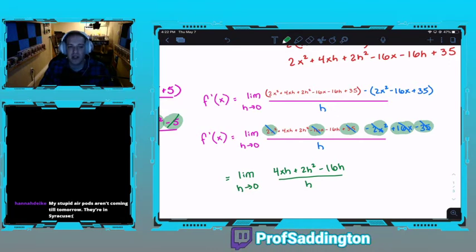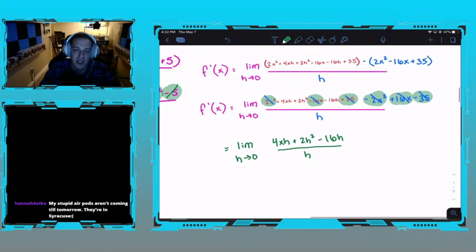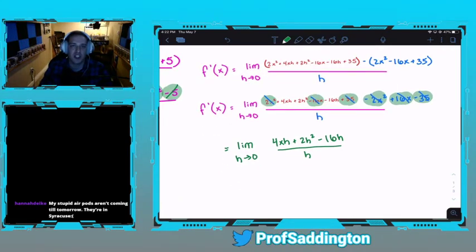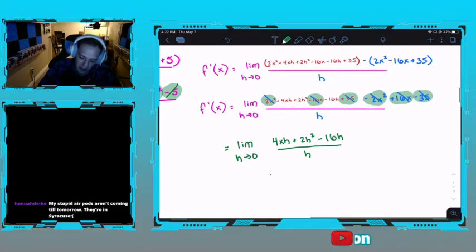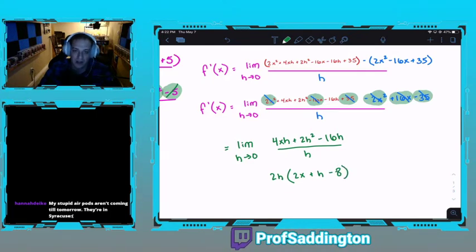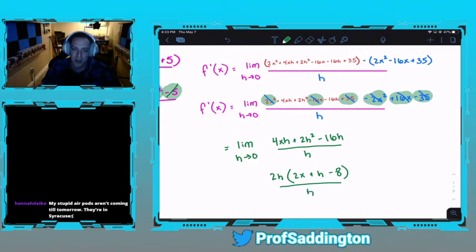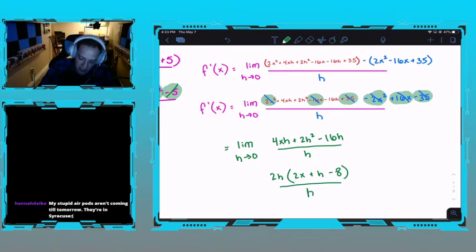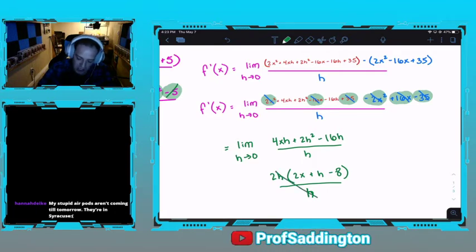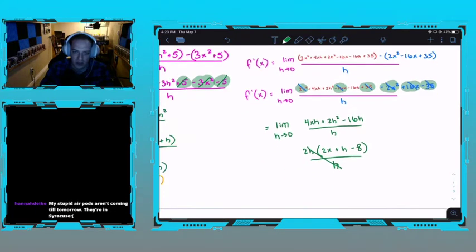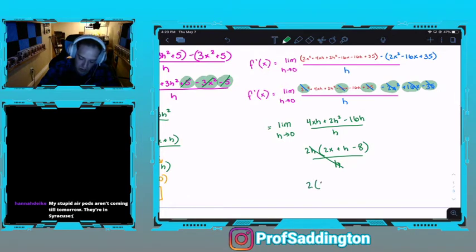The only way we can factor this is if you look at the top of the fraction, you'll notice that you have a 2 and an h in common. So I'm going to pull both of those out to the front. And on the inside, I'm going to be left with a 2x plus h minus 8. And on the bottom, we still have an h. But now you'll notice that the h on the bottom will cancel out with the h on the outside. So really, we just have 2 times 2x plus h minus 8.